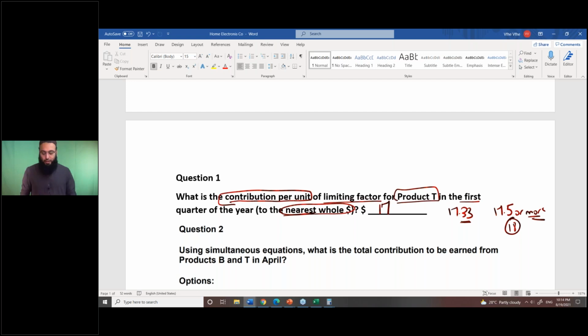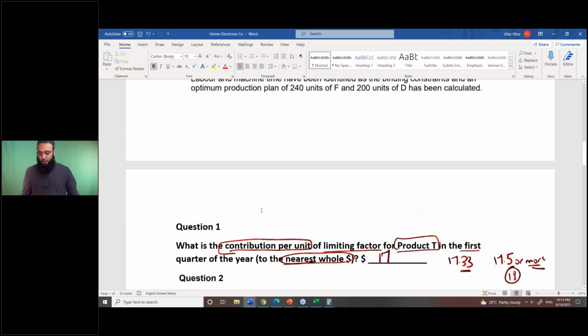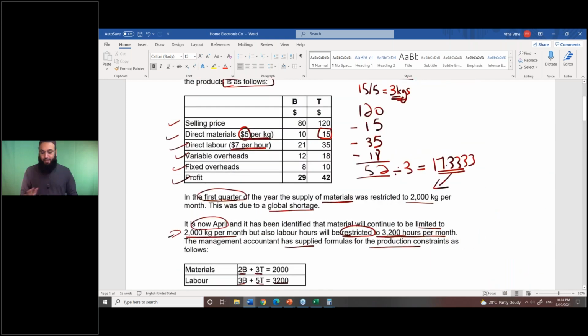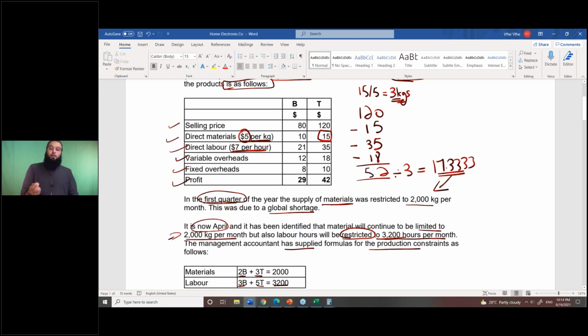So the answer is 17, nearest whole number, because it's 17.33. So the answer is 17, right? I hope this is clear. If you have any questions, just hold on. I'll ask you after the second or third question. So that's straightforward: limiting contribution per limiting factor.